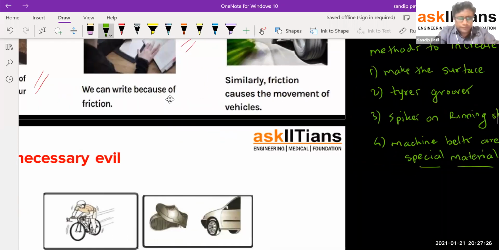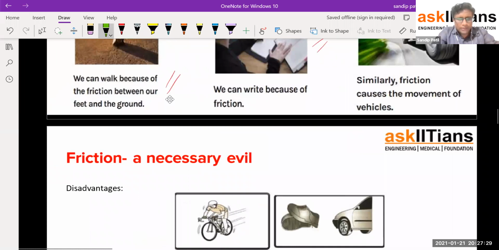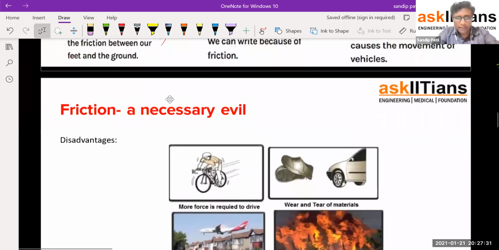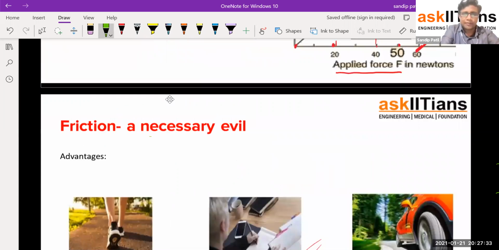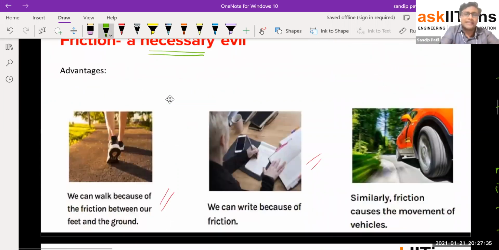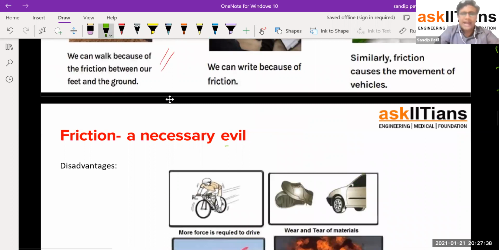Okay, now let's talk about the disadvantages. Advantages means it is the necessary part. Friction is necessary for us. Disadvantages means it is the evil part, the bad part.